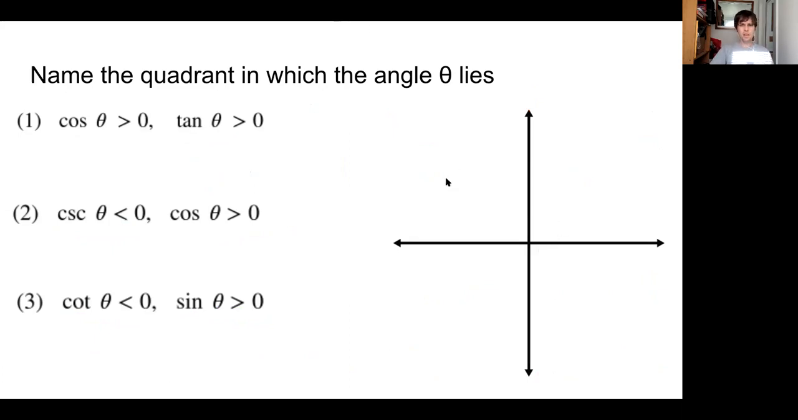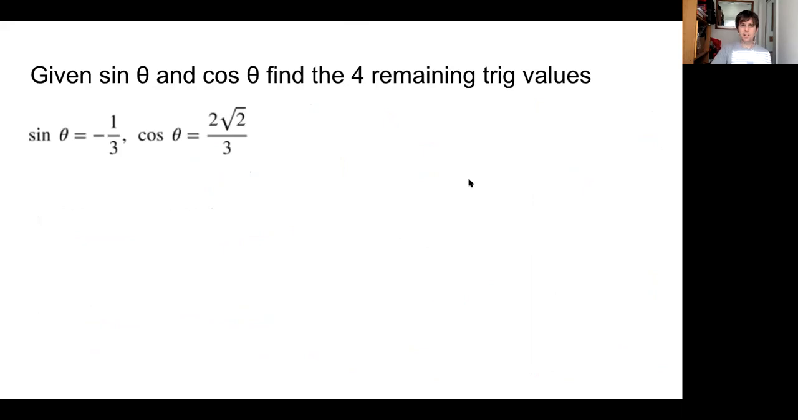All right, so starting with sine and cosine, we're going to find the remaining 4 trig values. To do this, I'm going to be using my reciprocal identities and my quotient identities. I could draw an angle out and figure out where I'm at, but I'm just going to use the identities that were given to us.